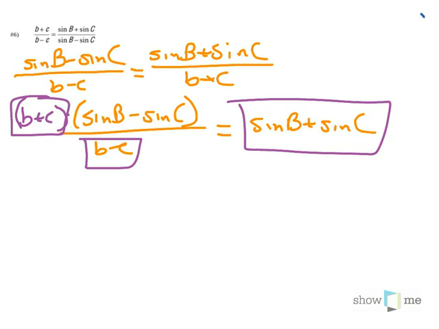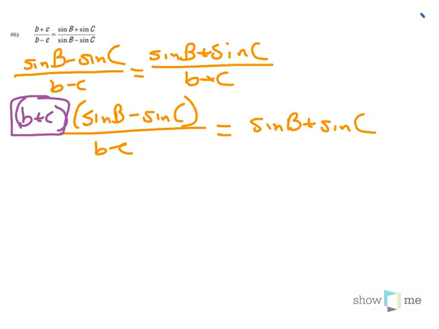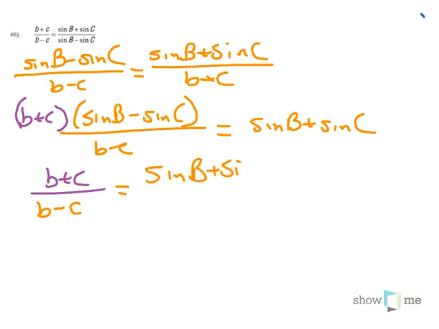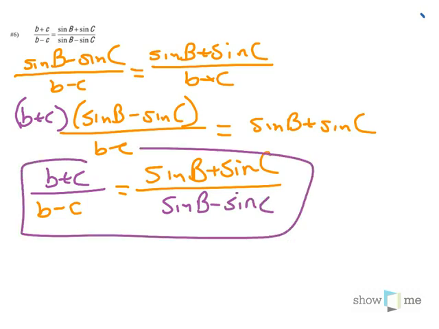It's being multiplied on the left side. The opposite of multiplying is dividing. So we're going to divide both sides by sine of b plus sine of c. If we do that, on the left we get b plus c over b minus c. On the right, we get sine of b plus sine of c divided by sine of b minus sine of c. At this point, we have the exact same thing that we were trying to prove, which means that we are finished and we have proved it correctly.